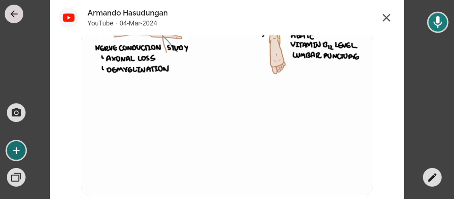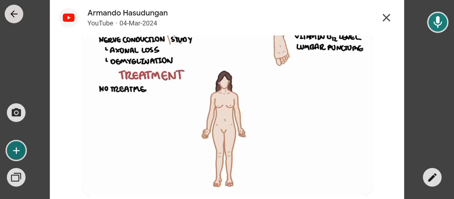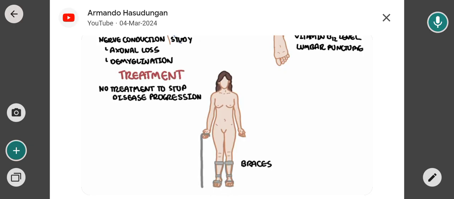There is no treatment that can stop the progression of the disease, and so usually the treatment is supportive, wearing braces to help correct foot drops, orthoses, for example, walking aids such as a walking stick. Sometimes orthopedic surgery is needed to stabilize the foot.